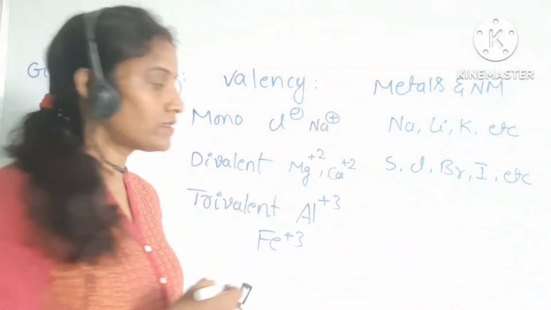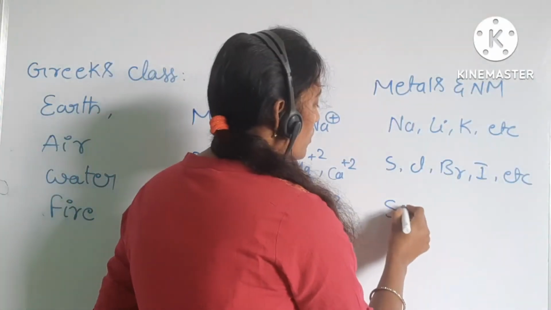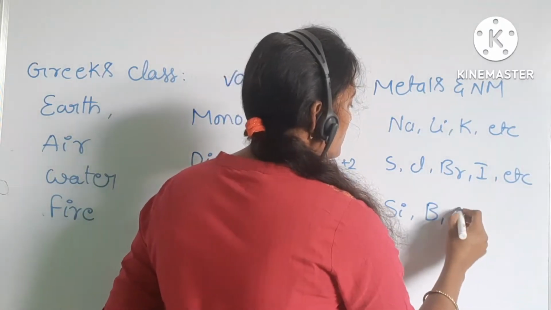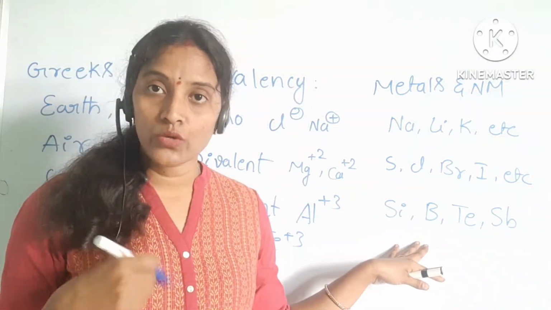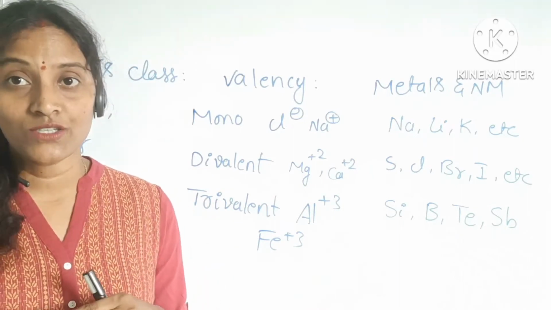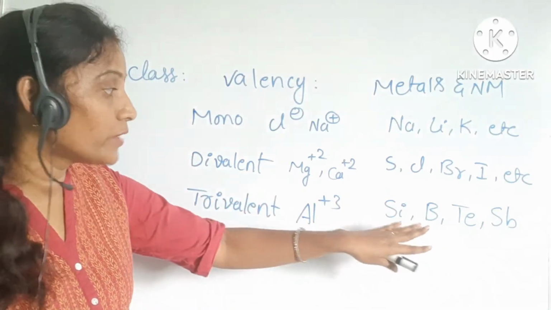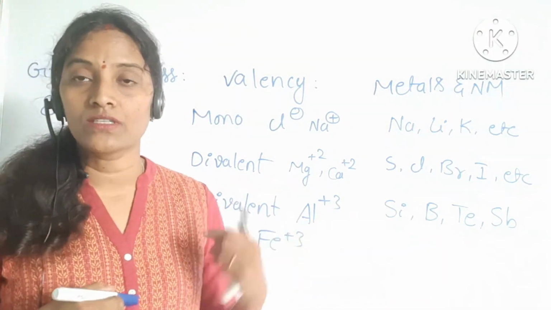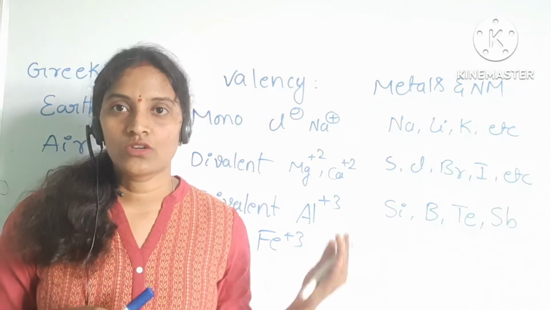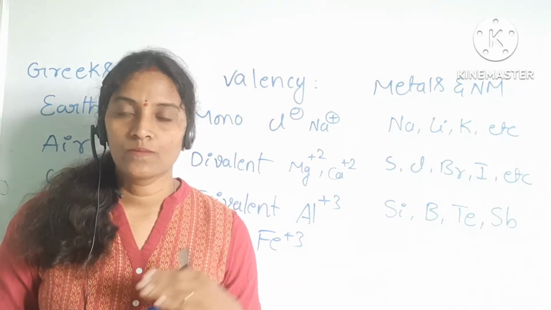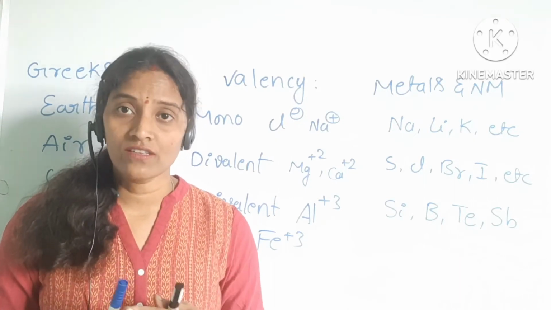But some elements show both metallic and non-metallic nature. Those are silicon, boron, tellurium, tin. These elements show both metallic as well as non-metallic characters, so at that time there was no clarity about where we should put this type of elements. This type of elements are nothing but metalloids. After that, scientists thought that this is not enough to classify all chemical elements, so they changed their ways.